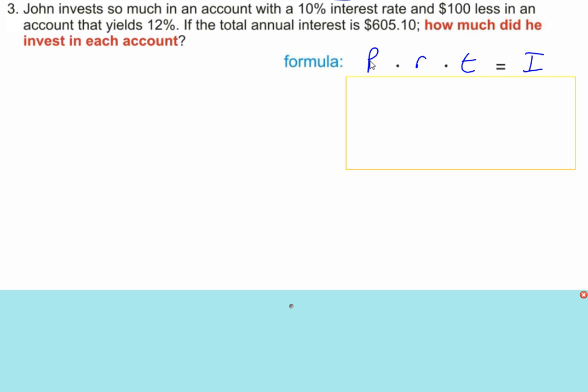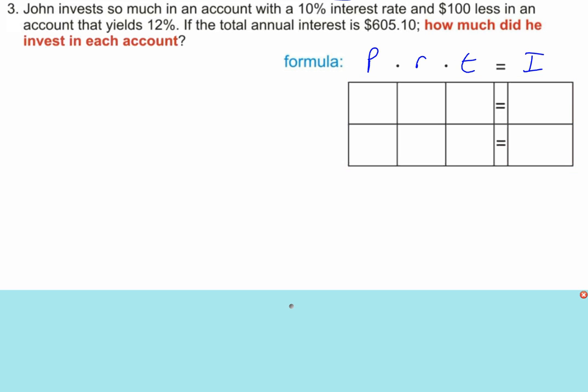All right, with all that, this allows us to get our chart, right? Because now you need a principal column, you need a rate column, you need a time column, you need an interest column, and again, I like to have an equal column. Just keeps things straight. All right, so now you got your formula, you got the basis of your chart. Next thing to do is really to name the rows, right? We got 2 rows, let's name what they are.